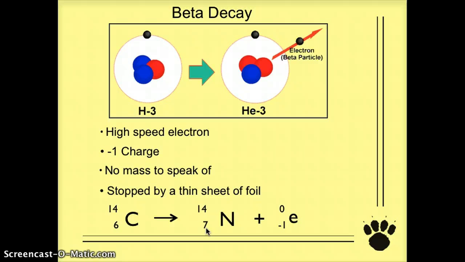So essentially, when we lose a negative out of our nucleus, we've gained a proton. So beta decay essentially causes the gain of a proton in the nucleus of the atom. And so now we have nitrogen in this example.